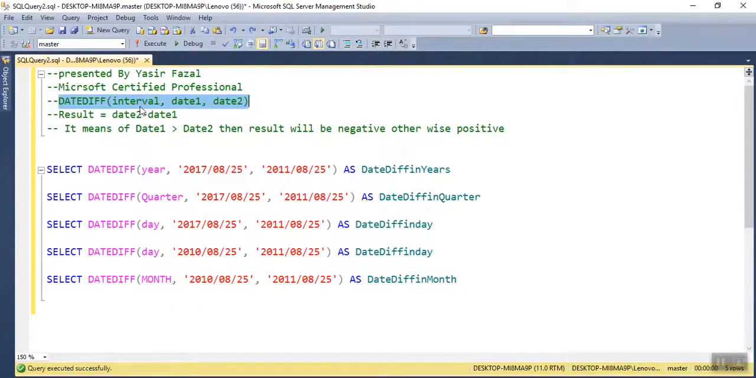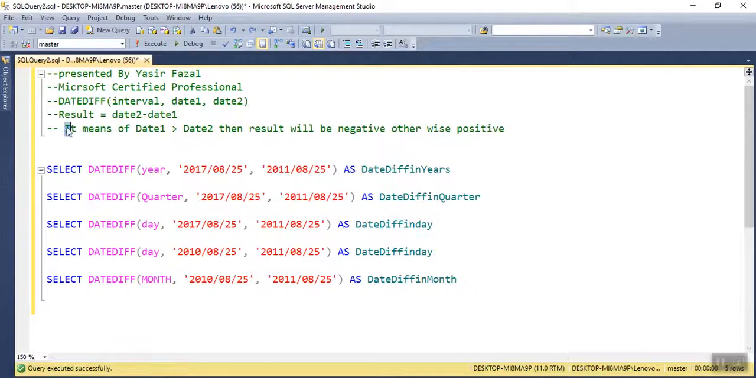First one is interval, second one is date1 and date2. So the functionality of this function is to take the difference between the 2 dates with respect to the interval, which is provided as the first argument in this function.